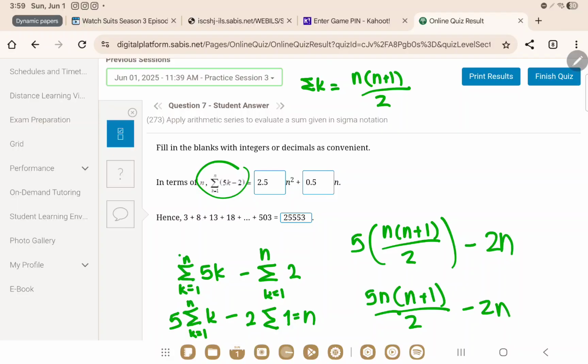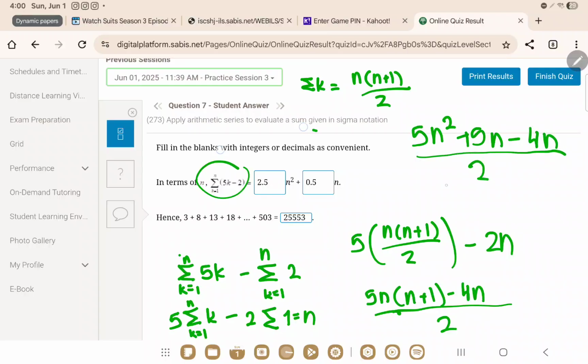You put 2n onto the denominator 2, which means you multiply everything by 2. So 4n over 2. So you can put them all now on the same fraction. Minus 4n. Because it's all over 2. Now you can distribute. You'll be left with 5n squared plus 5n, my bad. Minus 4n. All over 2. 5n squared plus n all over 2.